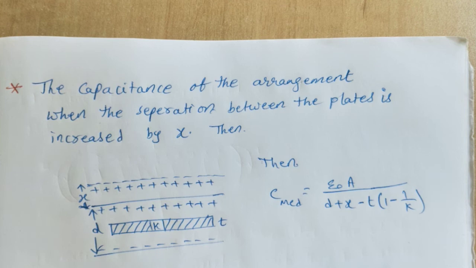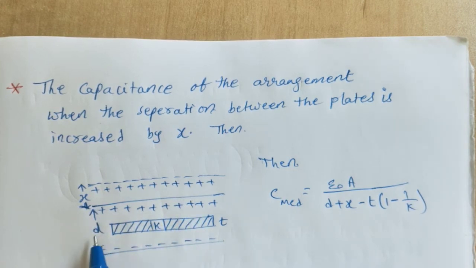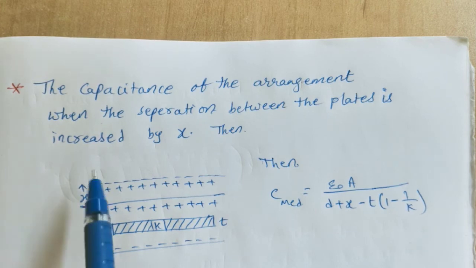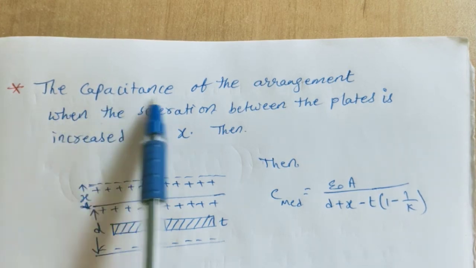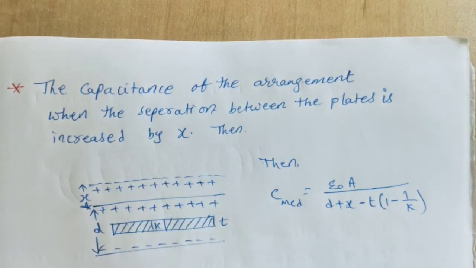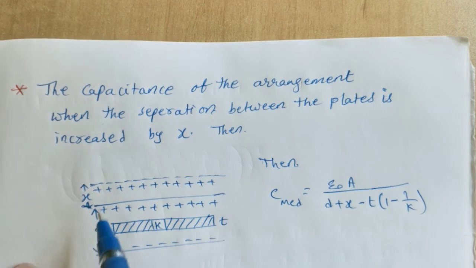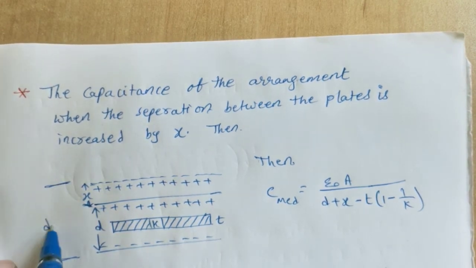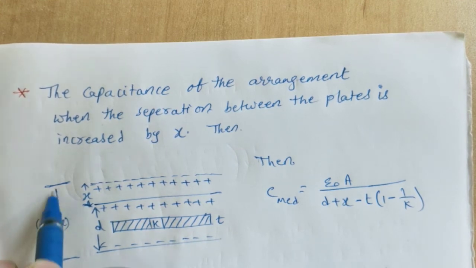Okay friends, now we want to discuss one more case in the same concept. Initially the two plates are separated by a distance d. Suppose one of the plates is displaced away by some distance x. Then the capacitance of the arrangement when the separation between the plates is increased by x: the total distance between the two plates now becomes d plus x.